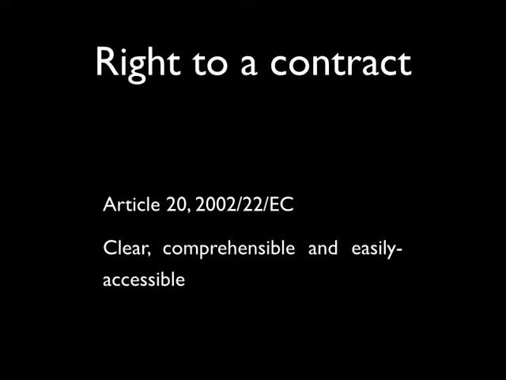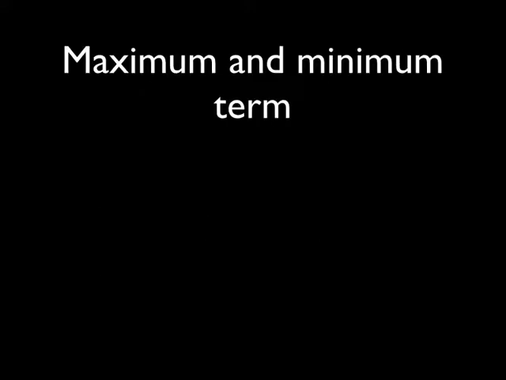But it includes the identity and address of the service provider, a description of the services being provided, and the duration of the contract and conditions for renewal, as well as quite a lot more. In terms of maximum and minimum term, take a look at Article 30, again of the Universal Service Directive. No communications service contract with a consumer can have an initial term of more than 24 months. This means that while a contract can continue indefinitely, the period for which a consumer is committed to the contract can be no longer than 2 years.